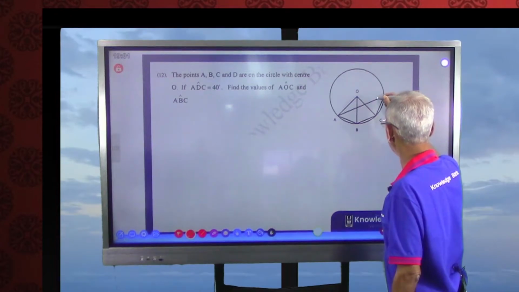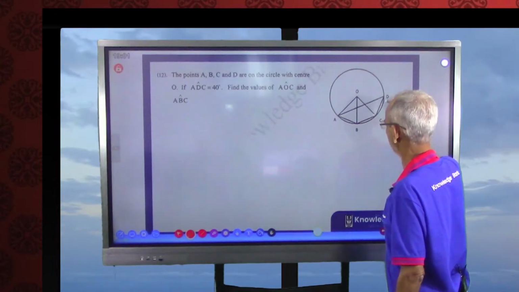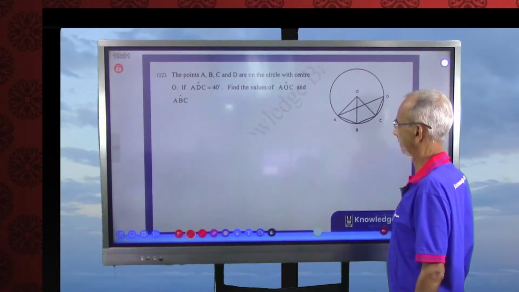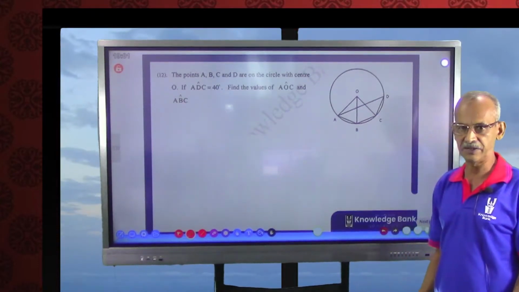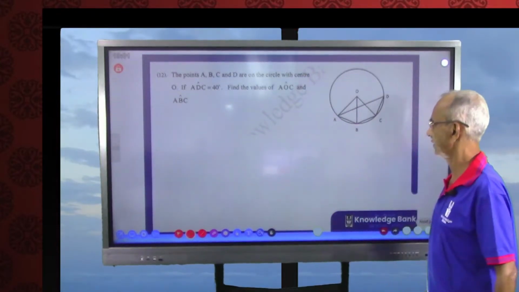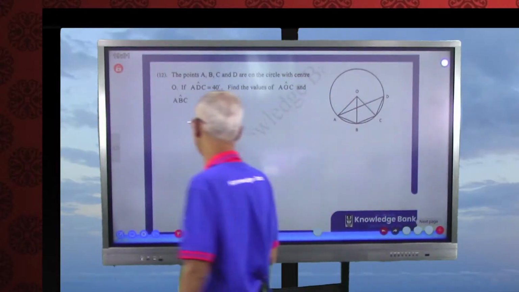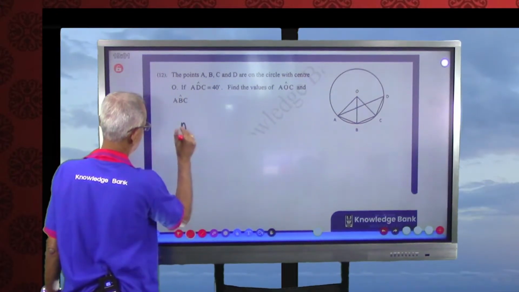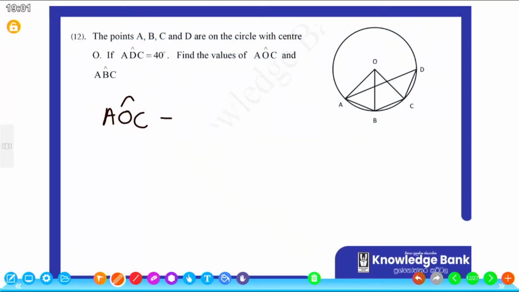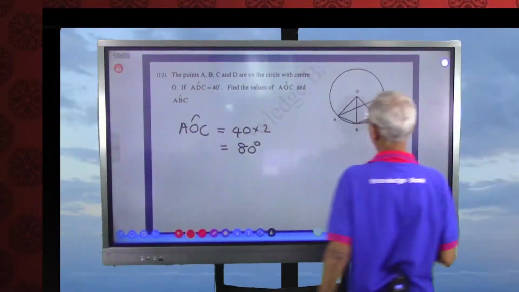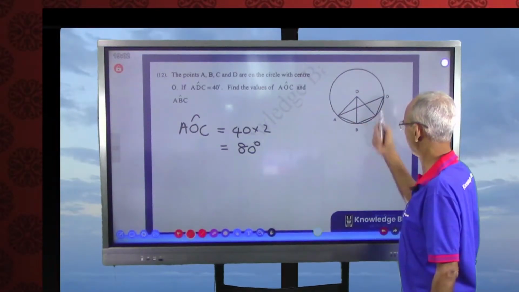Here ADC is the angle at the circumference. AOC is the angle at the center. The angle at the center is twice the angle at the circumference. Therefore, you can write angle AOC equals 2 times the angle ADC. 2 times ADC means 40 into 2, which is 80 degrees. So we found that the angle AOC is equal to 80 degrees.